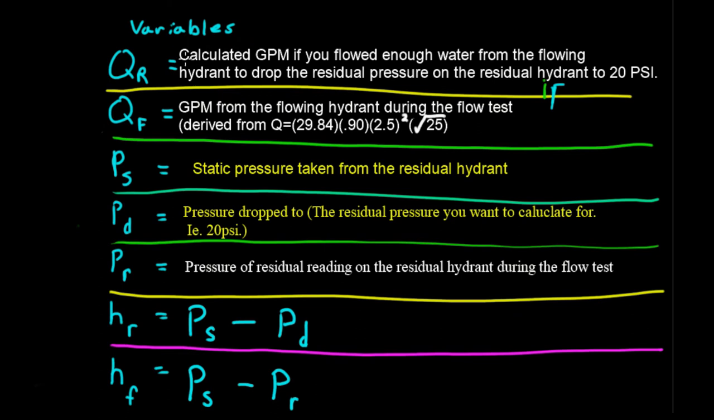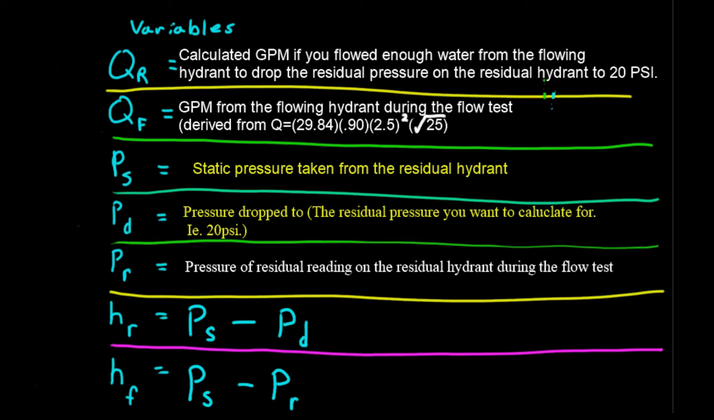Variables. Your calculated gallons per minute, if you flow enough water from the flowing fire hydrant to drop the residual pressure on the residual hydrant to 20 psi. So generally the cities are going to want you to calculate for the 20 psi. So that's what that first number is. So this is your theoretical flow that you're going to calculate if you were flowing enough water from the flowing hydrant to drop the residual pressure on the residual hydrant to 20 psi. And we're just picking the number 20 because that's generally what they require. QF is going to be gallons per minute from the flowing hydrant during the flow test.